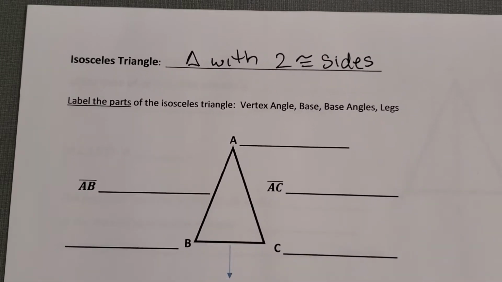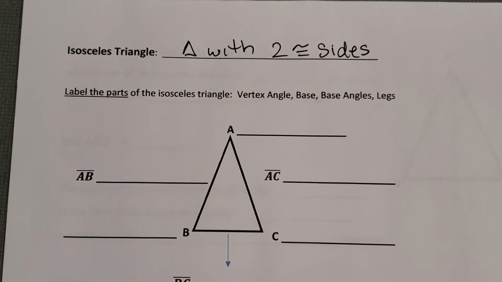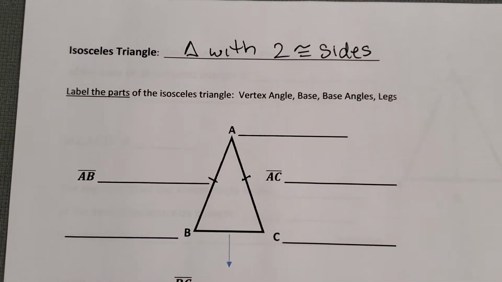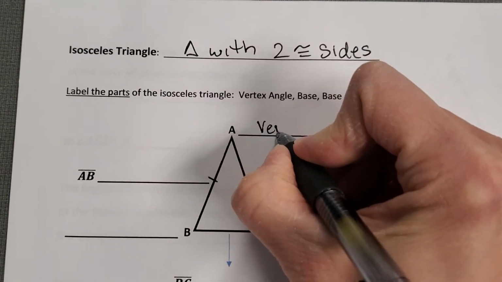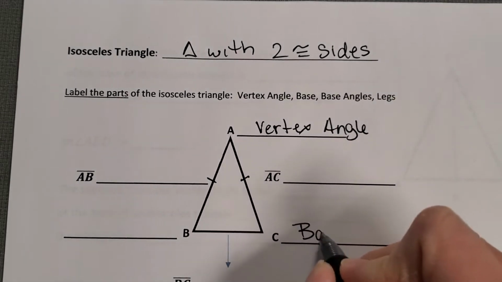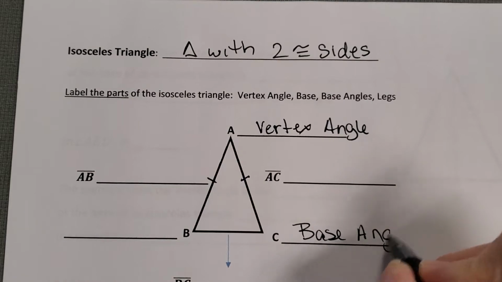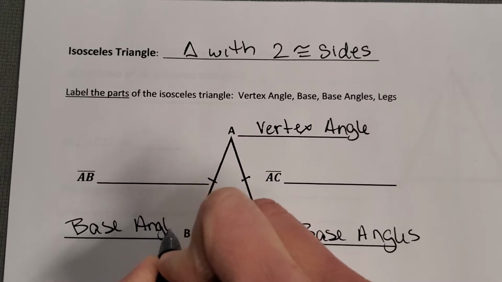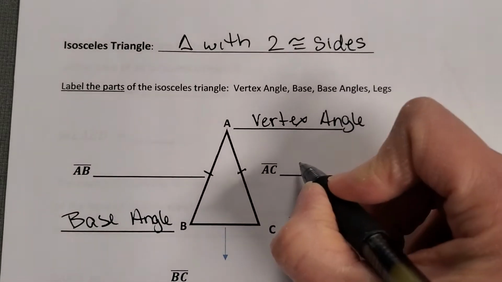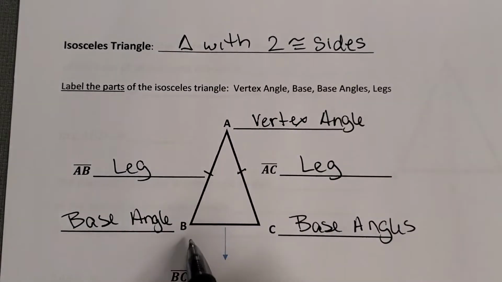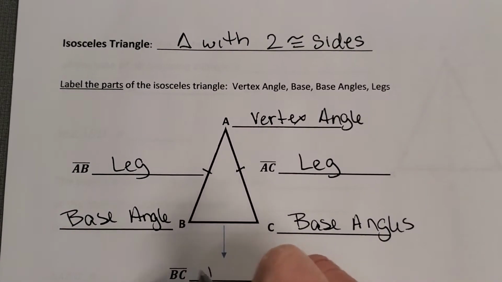Isosceles triangles have special names for their legs and angles, so we're going to learn about those. First we'll do the angles. If these were my two congruent sides, the angle that connects the two congruent sides is called the vertex angle. And the other angles are called base angles. These sides that are congruent are called legs, and the other side that's not congruent is called the base.